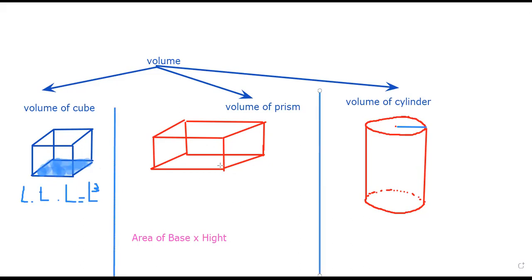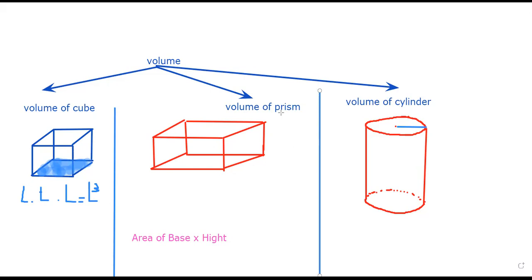Second, if we want to talk about the volume of the prism, as you know, the prism depends on the shape of the base. Maybe the base is a rectangle, sometimes a square, sometimes a triangle. So we can name the prism according to the shape of the base. If the base is a rectangle, it is a rectangular prism. If the base is a triangle, it will be a triangular prism. If the base is a hexagon, it will be a hexagonal prism, and so on.